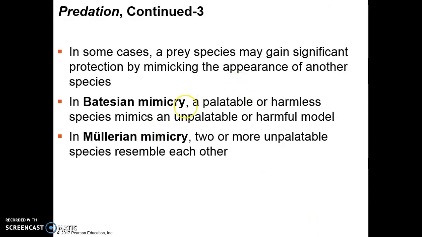So here's what I talked about a little bit on the previous slide. We've got two types of mimicry, Batesian mimicry and Mullerian mimicry. Batesian is where an okay species looks like a poisonous species as a defense mechanism. Don't eat me because I look like that thing that's really bad for you. And then Mullerian mimicry, two dangerous species, two poisonous species, look like each other.